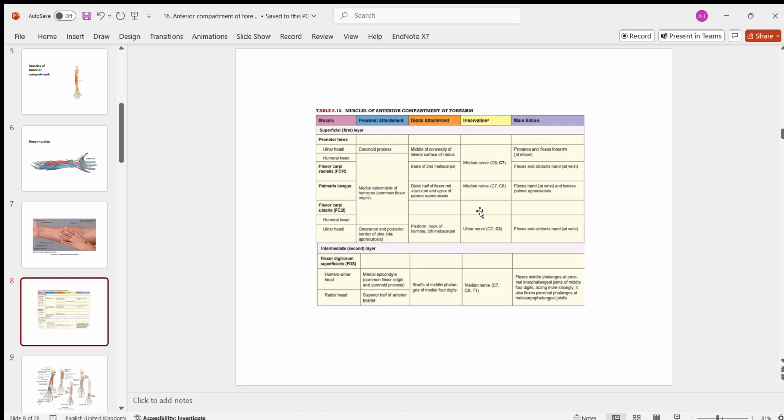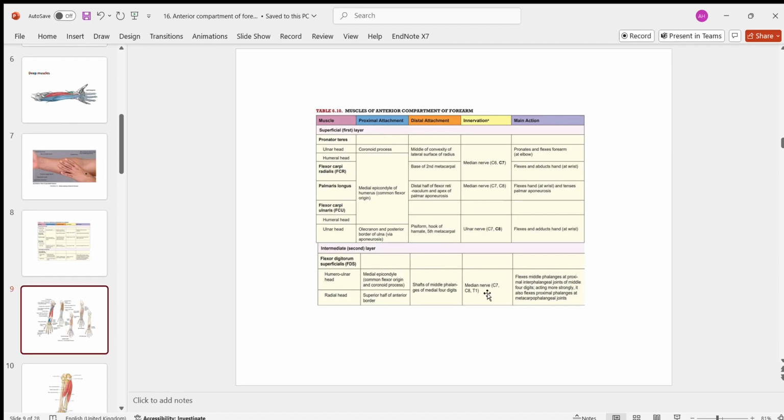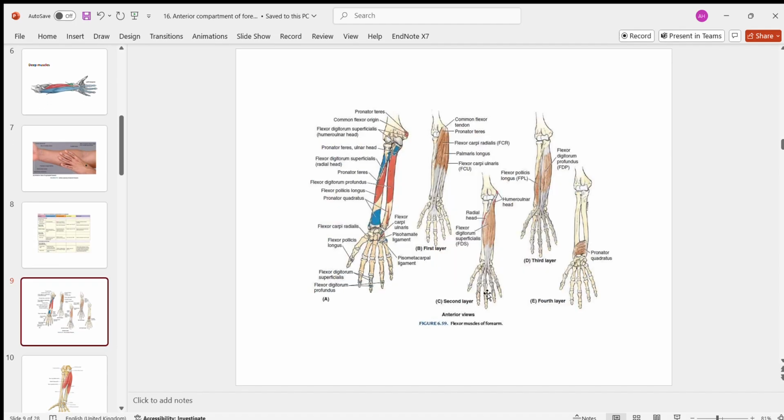Now, all these muscles, the pronator teres, flexor carpi radialis, palmaris longus, are supplied by the median nerve, and the flexor carpi ulnaris is supplied by the ulnar nerve. Then the flexor digitorum superficialis originates from the medial epicondyle, that is the common flexor origin, and it is inserted into the medial 4 digits, and it is supplied by median nerve. The action of all the muscles is basically the flexion of wrist and fingers.